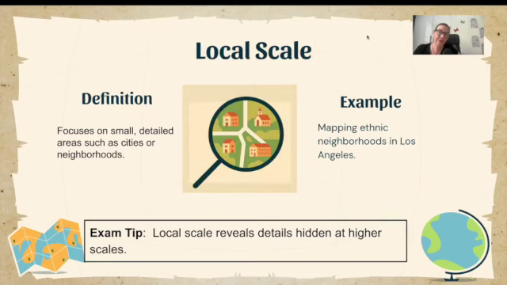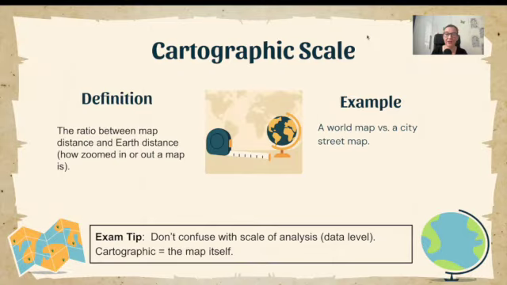Local scale. This focuses on small, detailed areas such as cities or neighborhoods. Mapping ethnic neighborhoods in the city of Los Angeles would be an example. Here's your exam tip. Local scales reveal details hidden at higher scales. Cartographic scale, the ratio between map distance and Earth distance, and how zoomed in or out a map is. So, for example, a world map versus a city street map. Don't confuse this with scales of analysis. That's the data level. Cartographic really just means the map itself, and it comes from the word cartography, which was making maps.